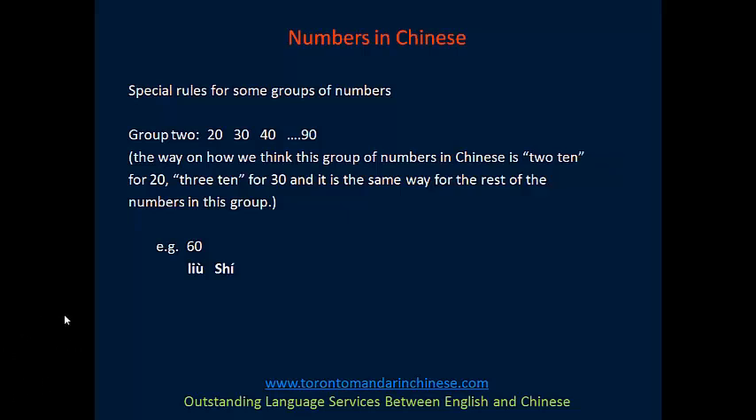Let's look at the second group. The numbers counted by tens, 20, 30, 40 to 90. The way on how we think this group of numbers in Chinese is 2 10 for 20, 3 10 for 30, and it's the same way for the rest of the numbers in this group. For example, 60. In Chinese we say 6 10.